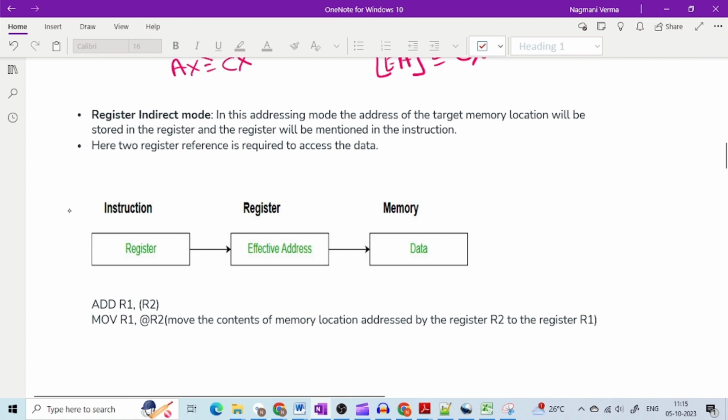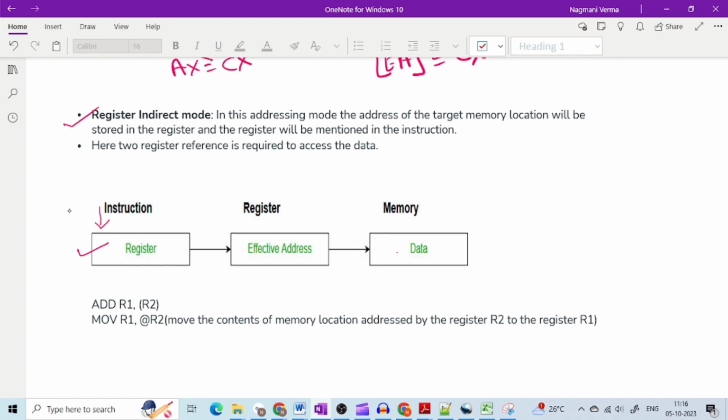Let's talk about the registered indirect mode. This is very important. Why? Because many of the memory based addressing modes are also based on the registered indirect mode. So what is happening here? From the instruction, the operand will give you the name of the register. So in the instruction, the register name is there. From that register we will find out the effective address, and from the effective address we will go to the memory and find out the data.